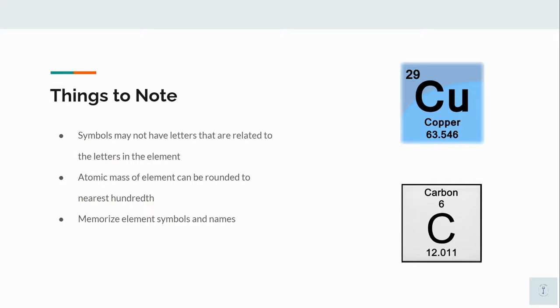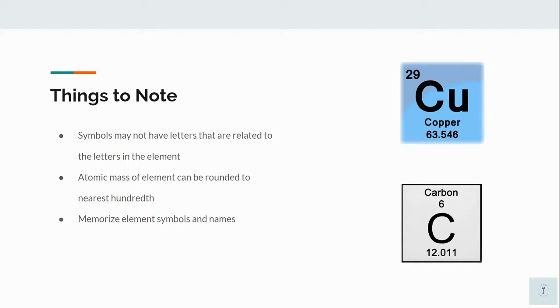So some things to note. Be careful with the symbols of elements on the periodic table, as some of the symbols may not have letters that are related to the letters in the element. For example, copper is not Co, but Cu instead, and gold is Au. The atomic mass of an element is typically rounded to the nearest hundredth. For example, carbon has an atomic mass of 12.011, but can be represented as 12.01 AMU.